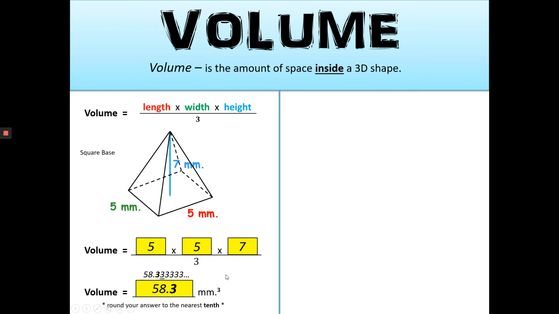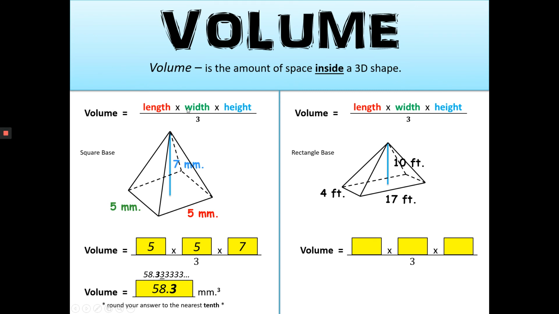All right, let's take a look at a rectangular pyramid. You can see it's still the same concept, length times width times height, and then you're going to divide it by 3. This one has a rectangular base. So the length for this one would be that 17. You're going to plug that 17 in, which means the width is going to be your 4. If you just look at those two numbers, that's the area of that base right there. And if you multiply it by that height of 10, that would give you the volume for a rectangular prism of those dimensions.